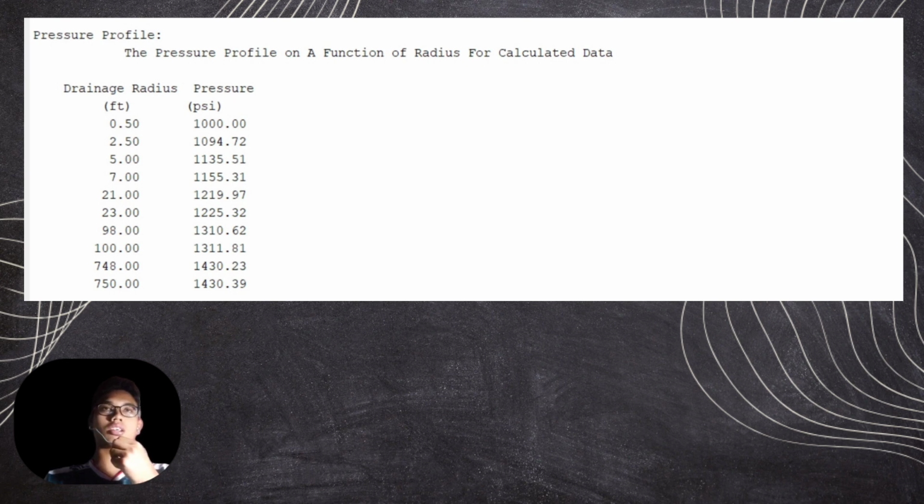For the last part of the pressure profile, we want to determine the change in pressure drop over the intervals in our data. From the MATLAB simulation, we can conclude that we can analyze the radius interval with the pressure drop. By using the string function, we can input all our data from one interval, from 0.5 feet to 2.5 feet, until the last interval of 748 feet until 750 feet.